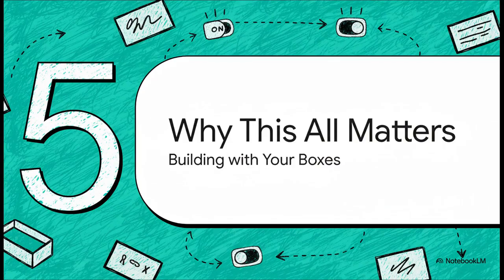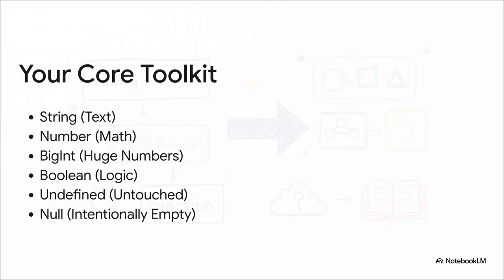Okay, we've looked at a whole bunch of different boxes, right? Text boxes, number boxes, these little on-off switches, and even the empty ones. But why does knowing all this matter so much? Let's bring it all home. This right here, this is your core toolkit. Everything we've covered, the string for our text, number for our math, BigInt for those massive values, Boolean for logic, and of course the empty states of undefined and null. These are the fundamental pieces you'll use to represent every single bit of information in your programs.